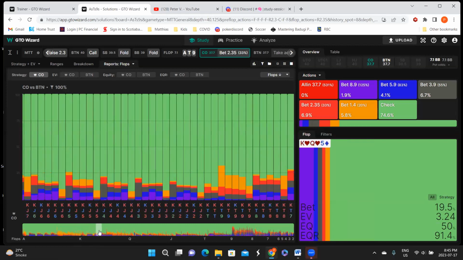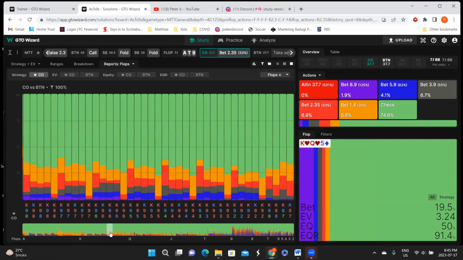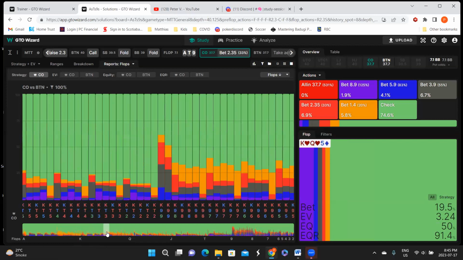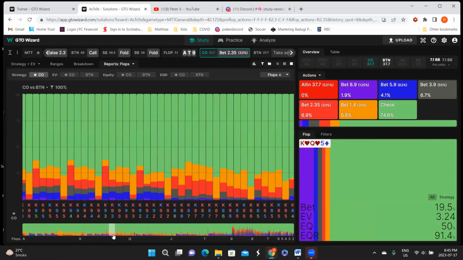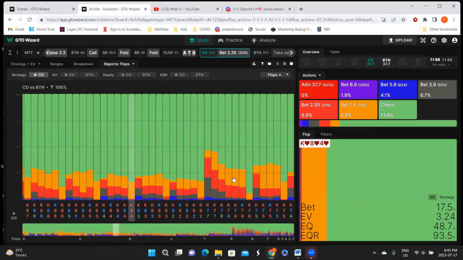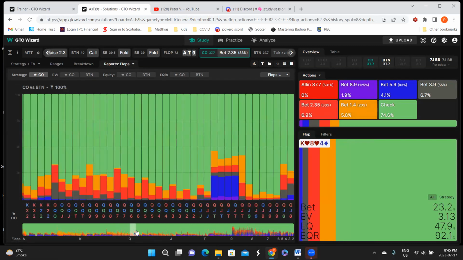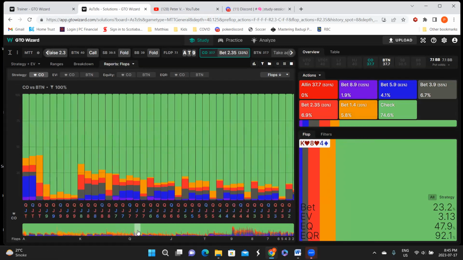King with a jack, very polar, very infrequent. King with a 10, very polar, very infrequent. And then we get into king with smaller cards. We see the polar element disappear and a lot more small betting reappear. The queen, same type of thing.